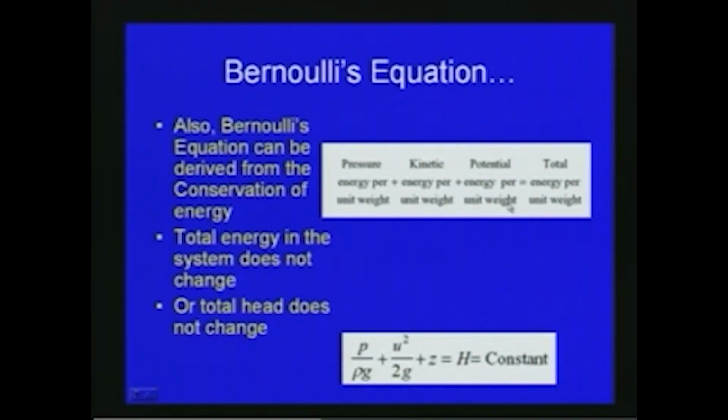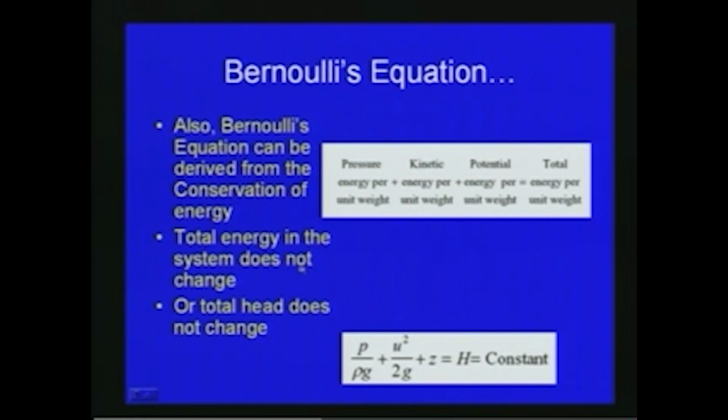So from the conservation of energy for the system which we are considering, as we have seen in this figure, the pressure energy per unit weight plus the kinetic energy per unit weight plus the potential energy per unit weight is equal to the total energy per unit weight. As per the conservation of energy, this total energy is conserved, so the energy per unit weight due to pressure, kinetic or potential should be considered. So this gives the total energy per unit weight.